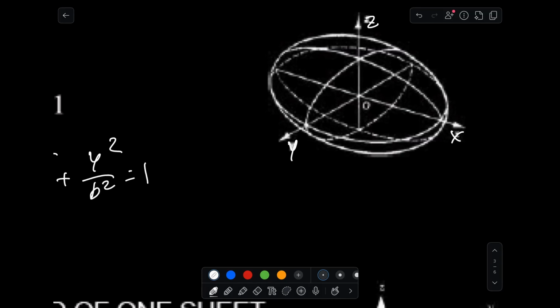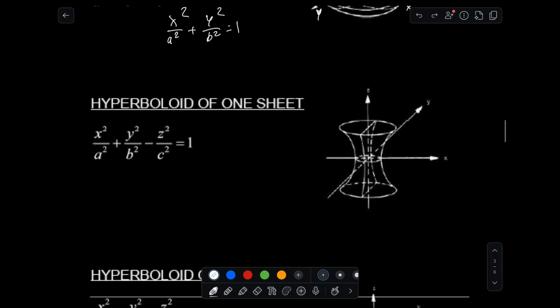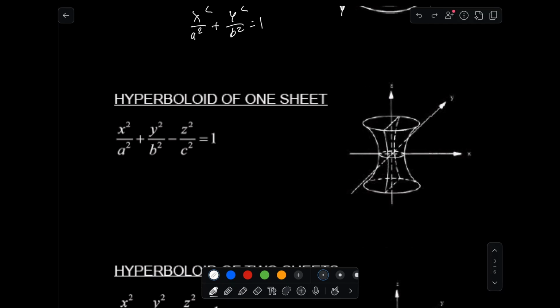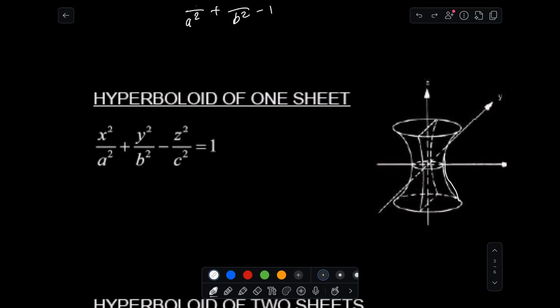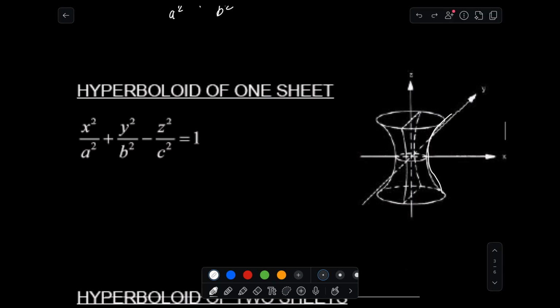You can see right here, this is going to be a YZ trace, an XY trace across here, and then an XZ trace right here. A hyperboloid of one sheet. If you set y equal to 0, for example, you would get the hyperbola looking like this. If you set x equal to 0, you would get the hyperbola looking like this. And then if you set z equal to some constant, you would get these circles pointing outward.